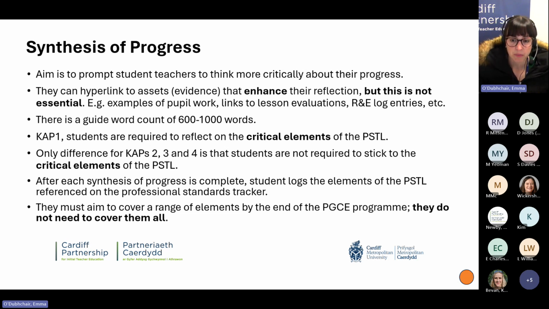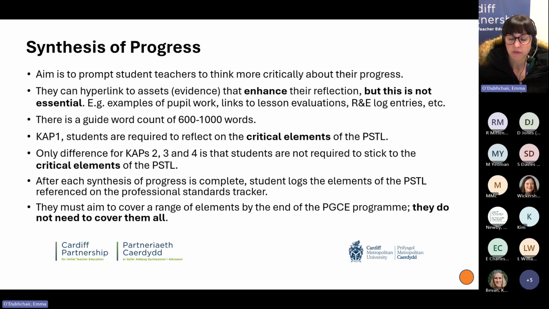And as I said a moment ago, they are required to reflect on just the critical elements of the standards in this first synthesis of progress. As they move forward to CAP 2, they can range a little bit more widely to the other elements of the standards within the professional standards for teaching and leadership. After each synthesis of progress is complete, the student logs those elements that they have covered so that they can keep track of which elements they talked about through each of the 4 progress review synthesis of progresses they've written. And they must aim to cover a range of them by the end of the PGCE year. They don't need to cover them all.